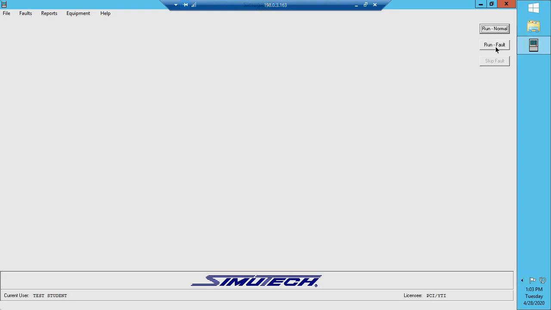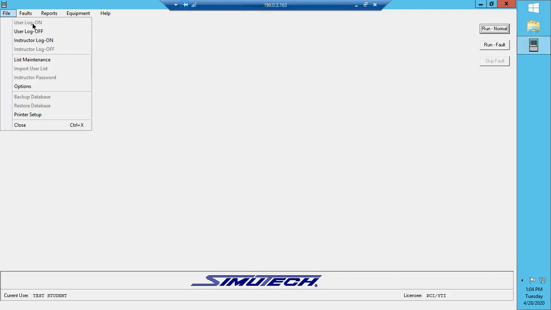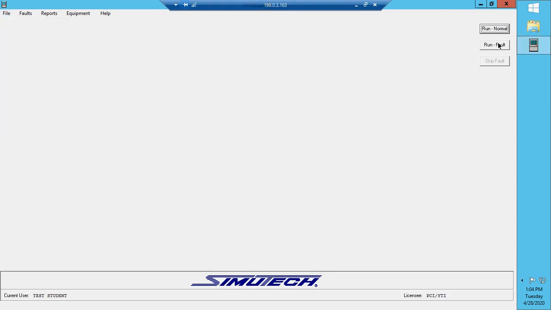button also activated. Once you are on the simulator and ready to do your simulator faults, you will log on to the simulator as you did before, and what you will do is come over to File, and then you will see User Logon. Click on User Logon, find your name, click on it, and hit OK. It's going to ask you for a password. There is no password. Just hit OK, and it will bring you over to your run fault.